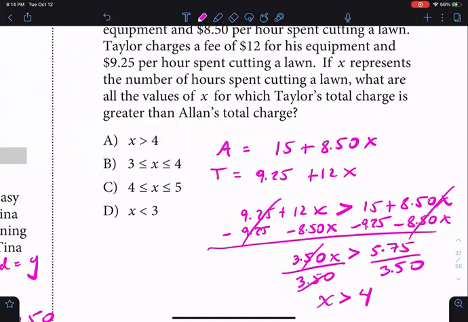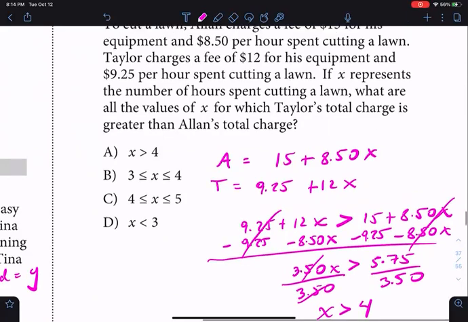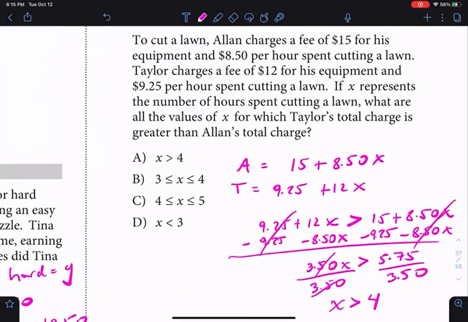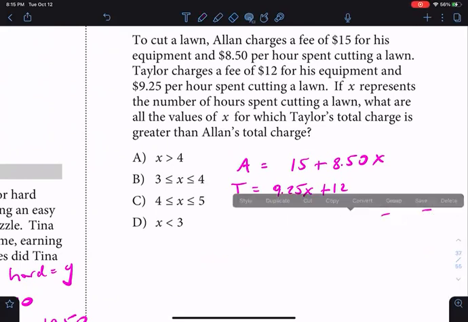Let me see if I did this right. Alan charged 15 for the fee and $8.50 per hour. Taylor charged $12 for his equipment. And I did this backwards. This is not good. This is supposed to be like this. Sorry about that, I need to fix it. Please, on the test, try to be careful. I'm just doing this fast, and as a result I'm making a lot of mistakes.